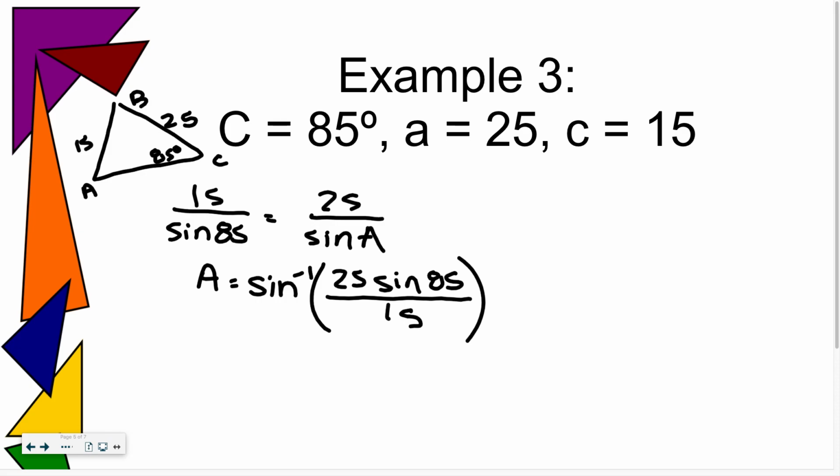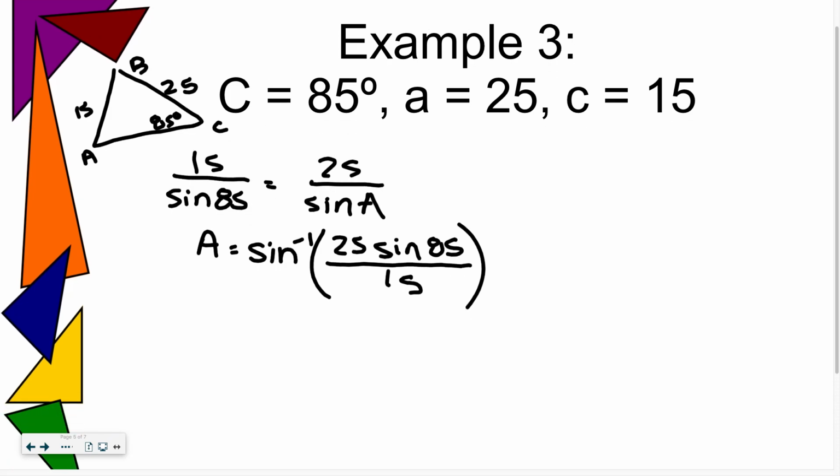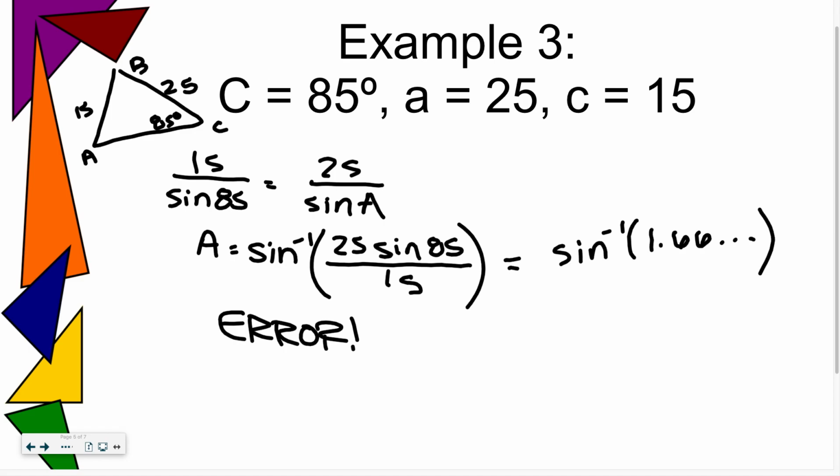What's that? Got an error. Did anybody do 25 sine 85 and divide by 15 and see the number? Yeah. What is it? 1.66. 1.66? Something. So I'll put dot dot dot. Get inverse sine 1.66. We've had this conversation before, right?